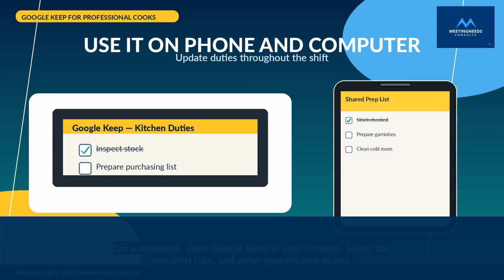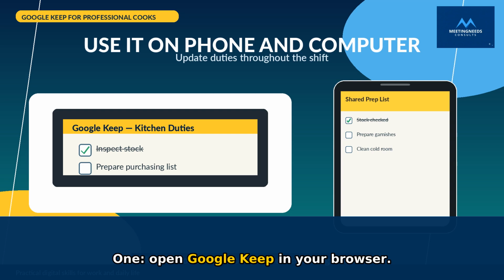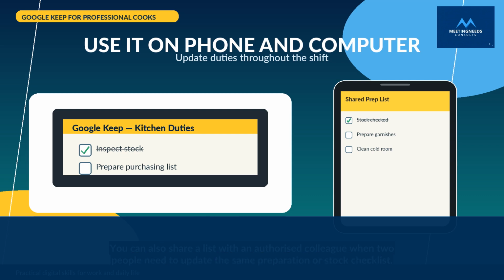On a computer. 1. Open Google Keep in your browser. 2. Click the new list icon beside Take a Note. 3. Enter the title and kitchen tasks. 4. Click Done.